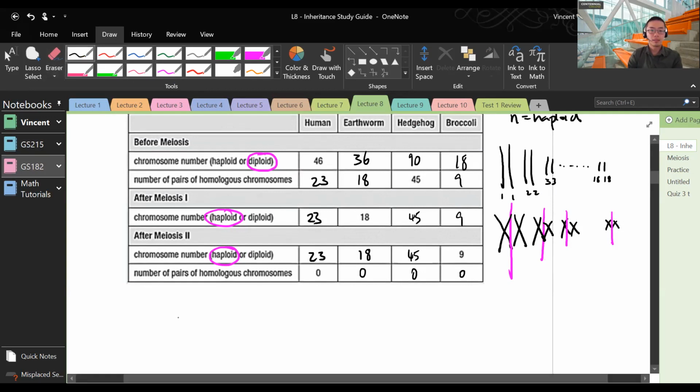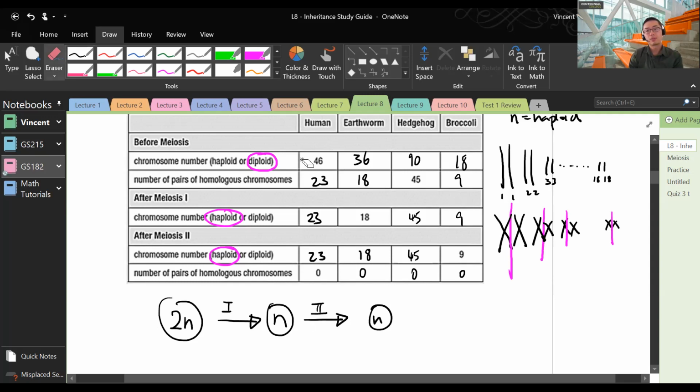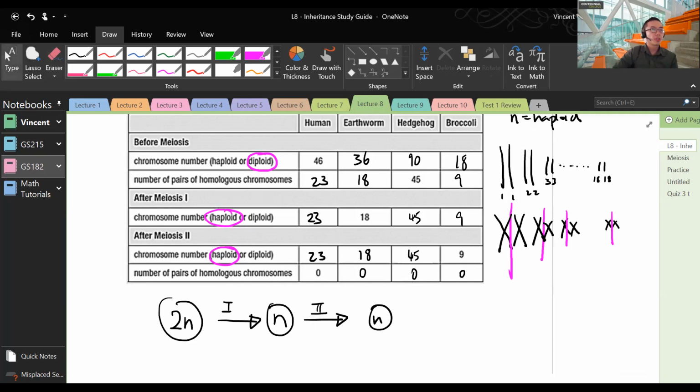Okay. Basically, if you start with a number, we call that 2n. After the first division, you would end up with n. And then after the second division, you will still have n. This is meiosis 1. This is meiosis 2. So other than the first number, everything else is going to be half. Any follow-up questions? Okay, great.